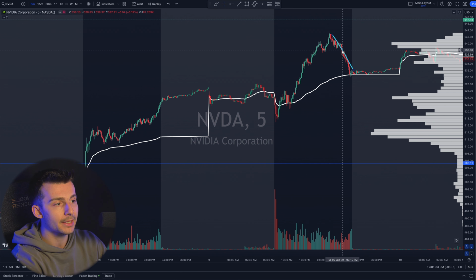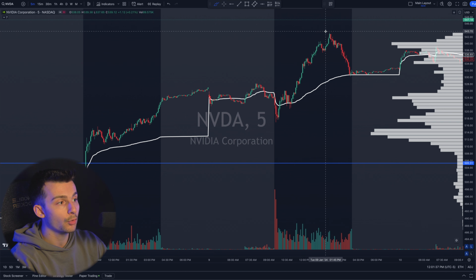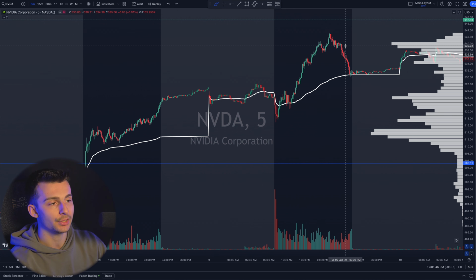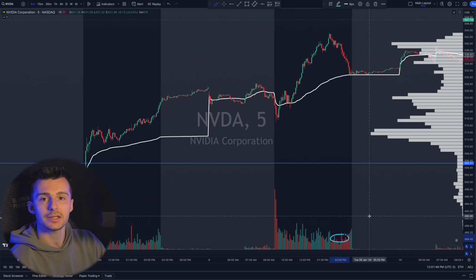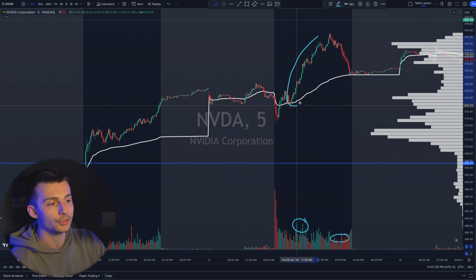Like this pullback looks like, oh man, that's a pretty substantial move, right? NVIDIA goes all the way to 543, then pulls back to 531. That's over a $10 pullback. That does not look good. A lot of red candles. But what does the volume actually tell us? The volume tells us that this was done on low volume. It was not a high conviction move. The higher conviction, the higher volume actually occurred earlier in the day when we had a very large move to the upside.